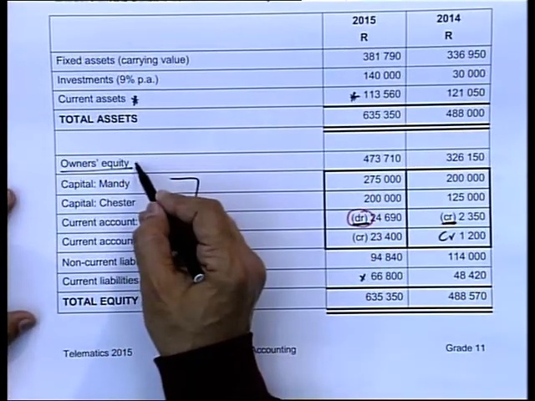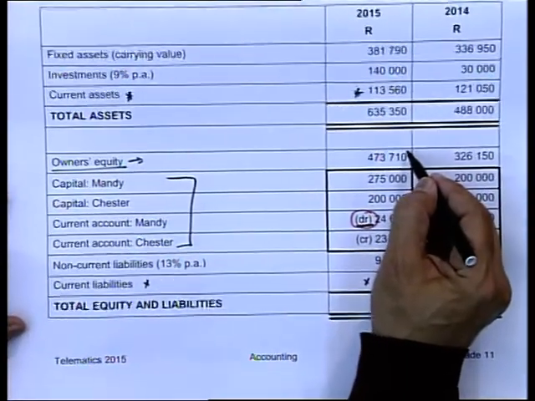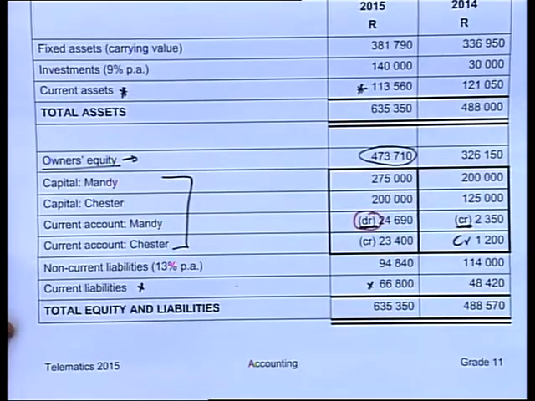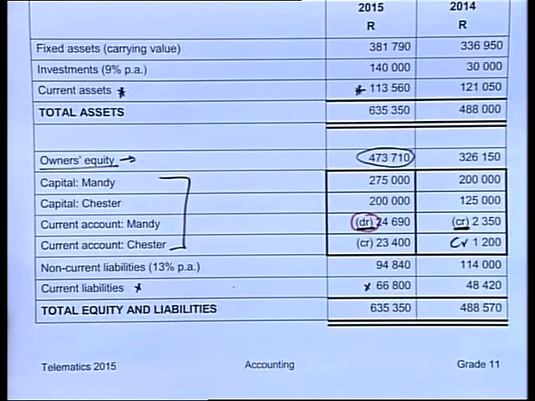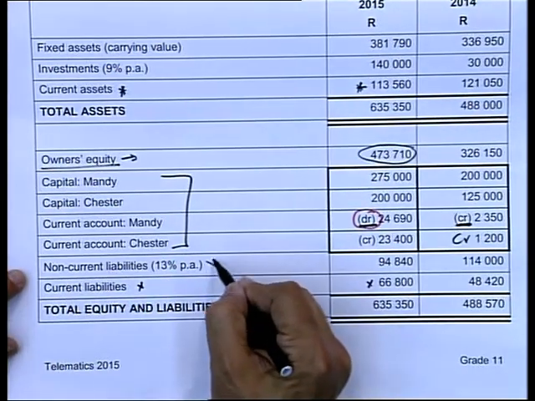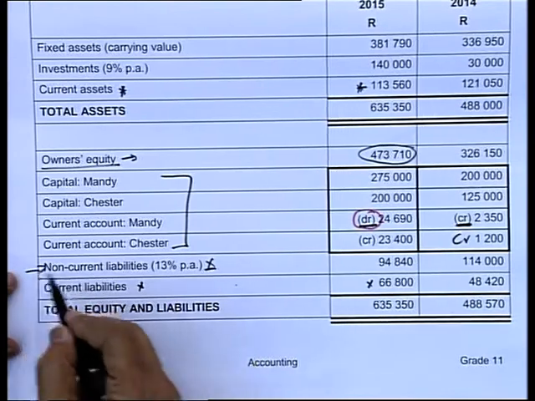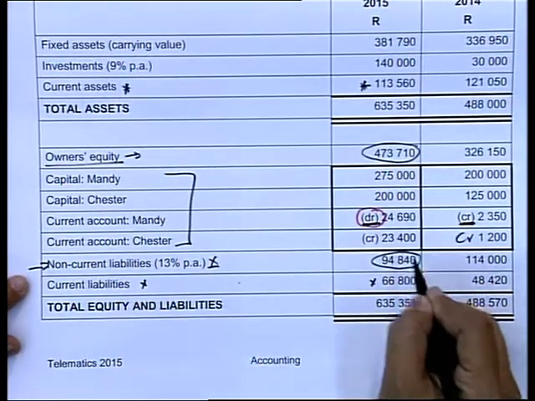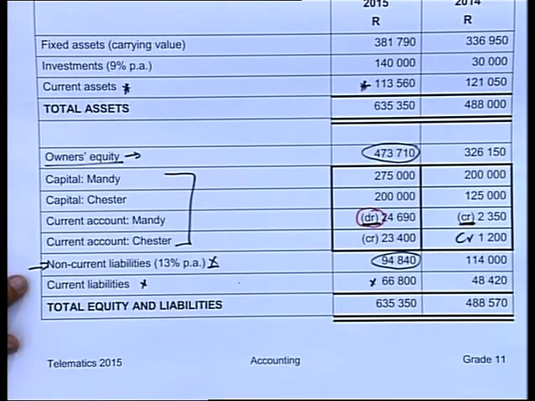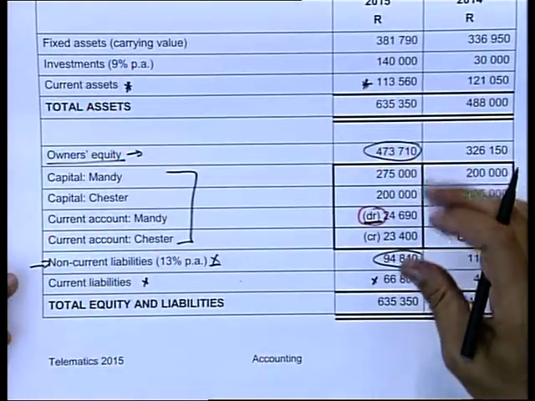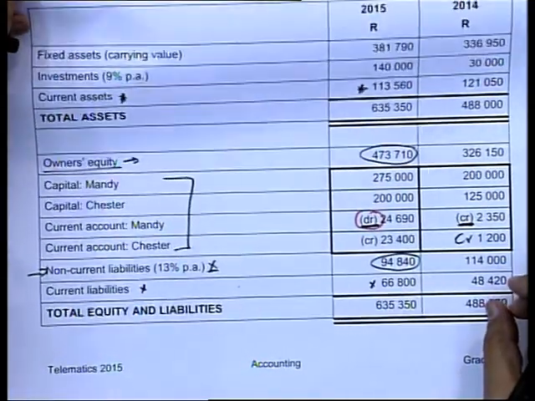There, immediately I see owner's equity. So I'm looking for the figure of 473,710. If I go a little bit further, there I see the item non-current liabilities, and that is 98,840. So there I have my figures that are going to make up that particular ratio.